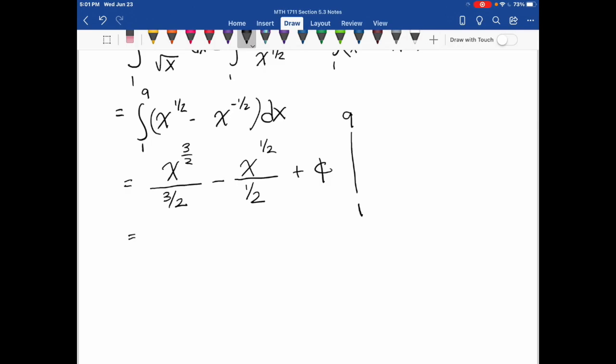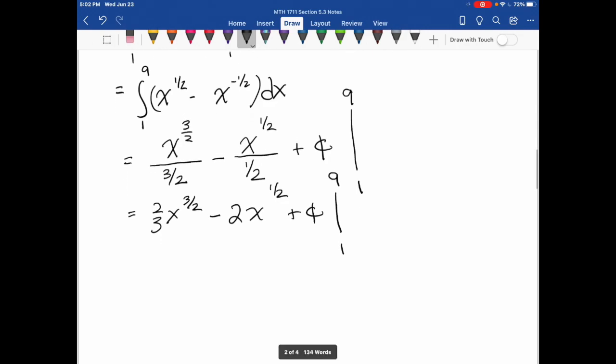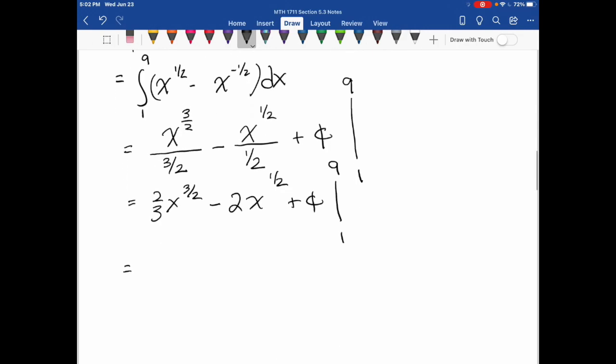To make it easier when I evaluate, instead of having a complex fraction, I'm going to flip and multiply. So I'm going to rewrite this as 2/3 x to the 3/2 minus 2x to the 1/2 plus c, and I'm going to evaluate this from 1 to 9. So the first thing I need to do, this is my capital F function, and I'm going to evaluate it at the upper limit first, at 9. So I'm going to find F of 9 first.